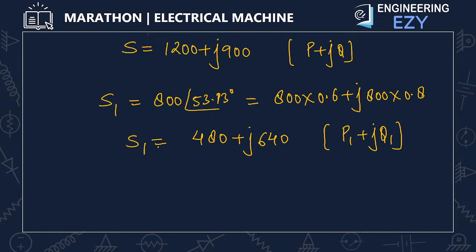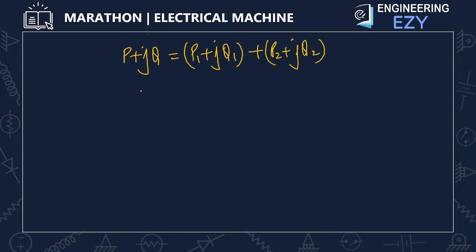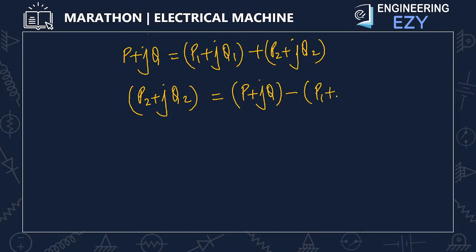Very good, Sai. I am also calculating, bache. So what is the S? S is equal to S1 plus S2. So S can be written as P plus jQ. P plus jQ is equal to P1 plus jQ1 plus P2 plus jQ2. So we can calculate P2 plus jQ2 is equal to P plus jQ minus P1 plus jQ1. And if I put the value, I get the answer.